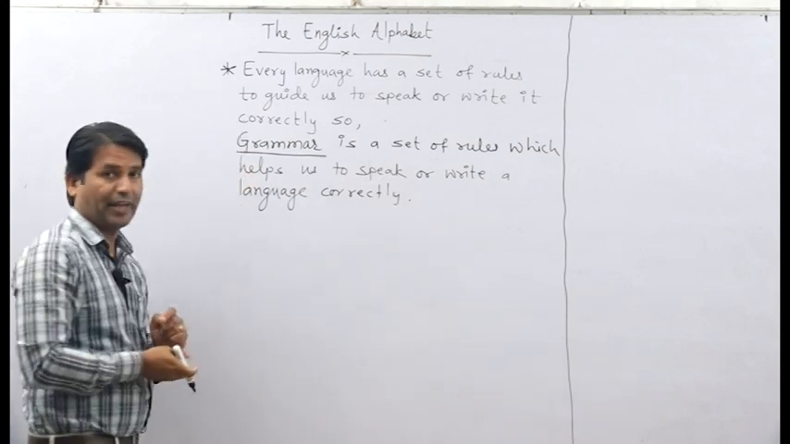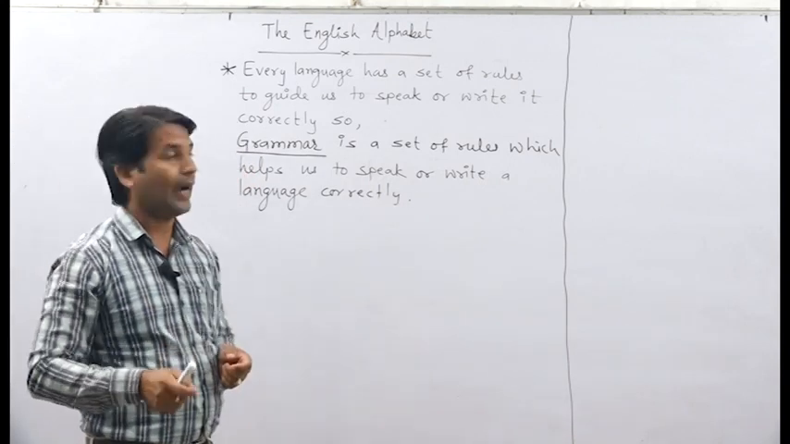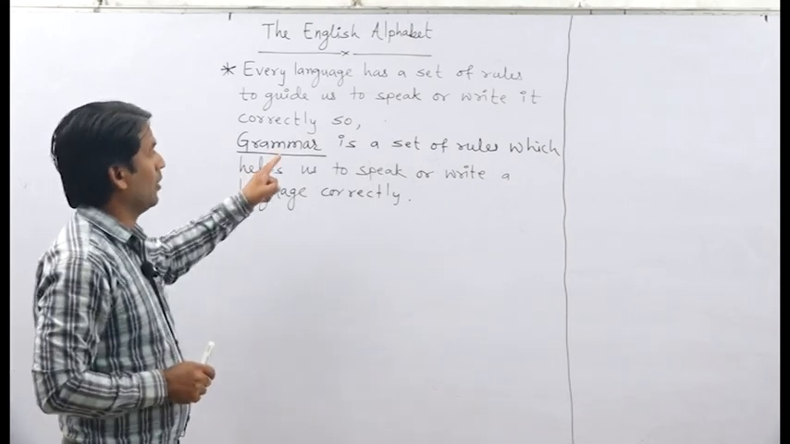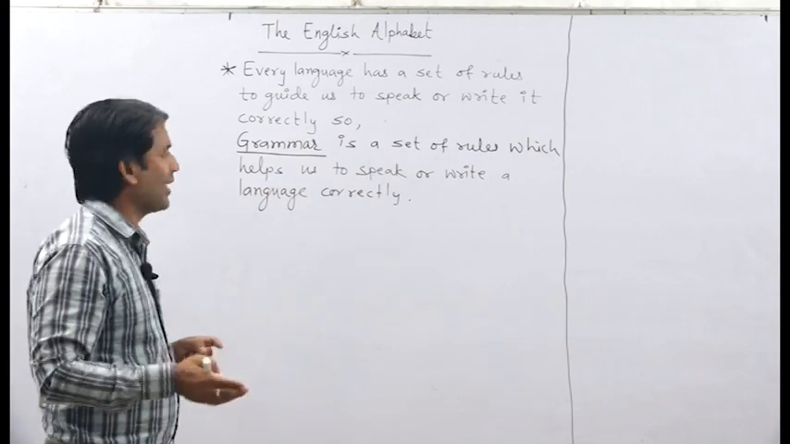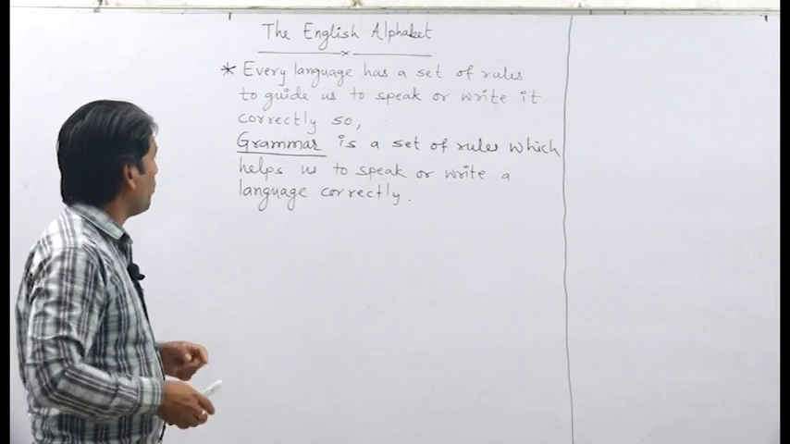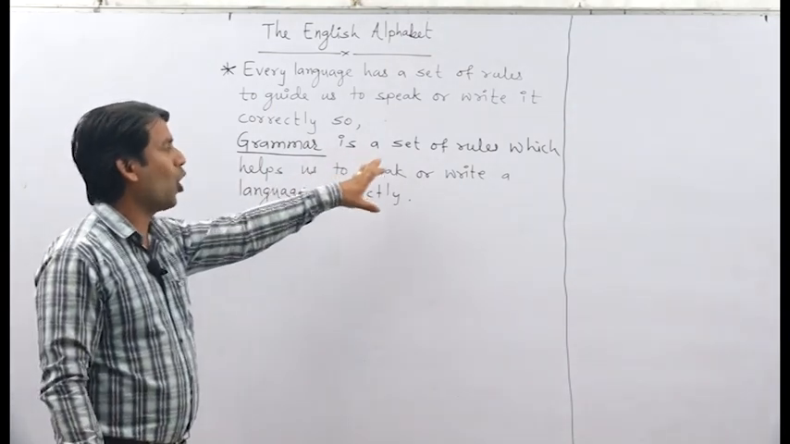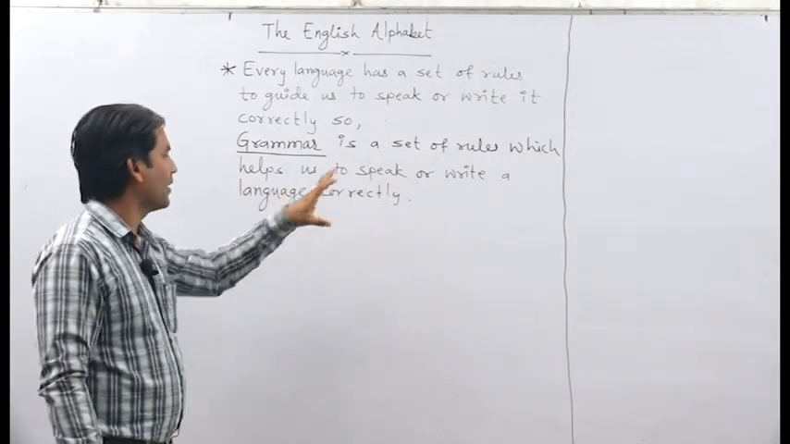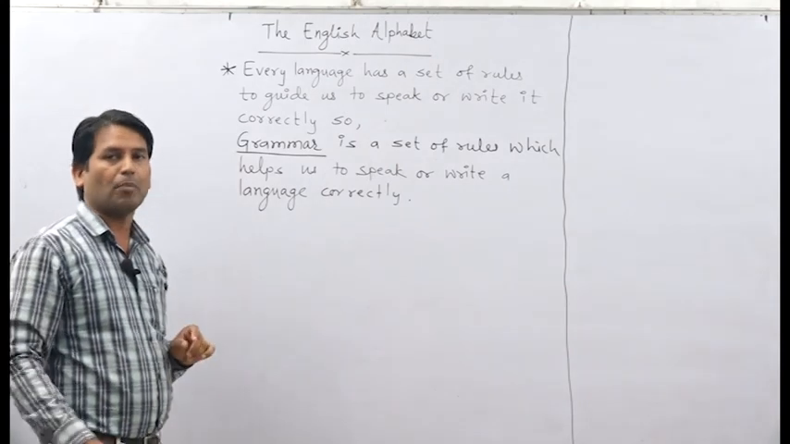Let us see here friends, every language has a set of rules and that set of rules help us to guide how to speak or how to write that language correctly. So, we can say here that grammar is nothing but a set of rules which helps us to speak or write that language correctly. It is the simple definition of grammar.